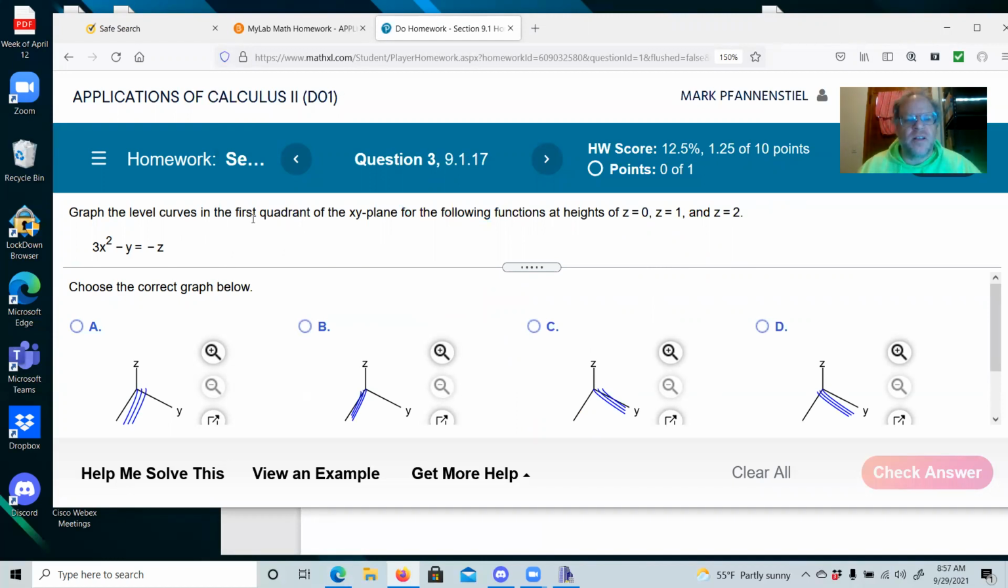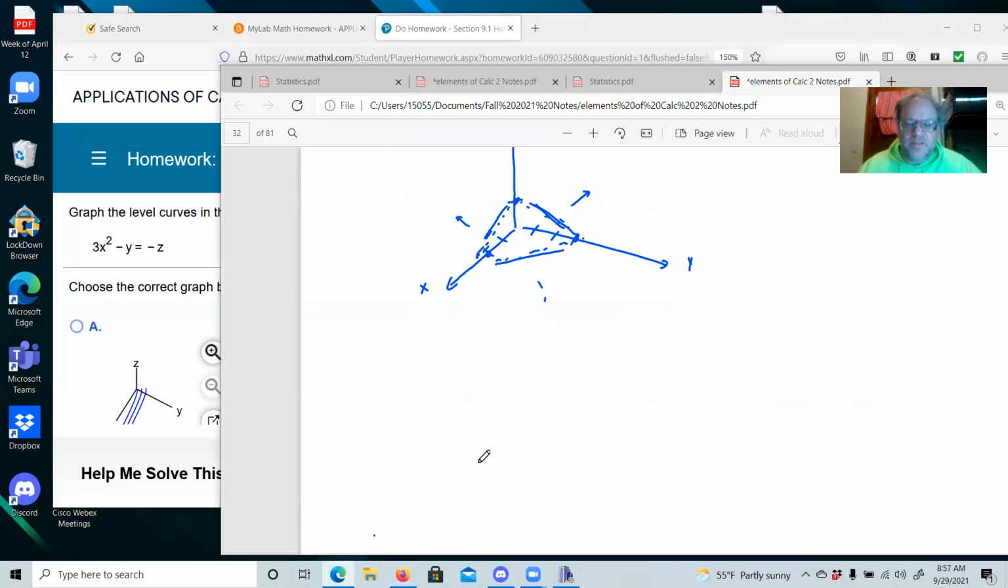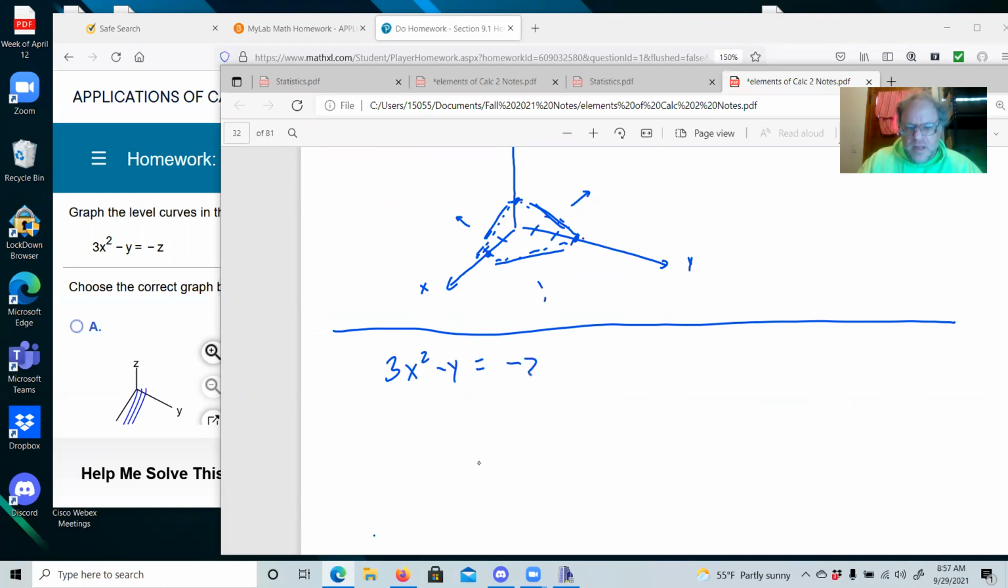So when I've got: graph the level curves in a plane in the first quadrant of the xy plane for the following functions at the heights of z equals 0, 1, and 2. Okay. So it's not quite method of intercepts, because intercepts say set them equal to 0, but we are definitely setting a value for our z. And there we have it.